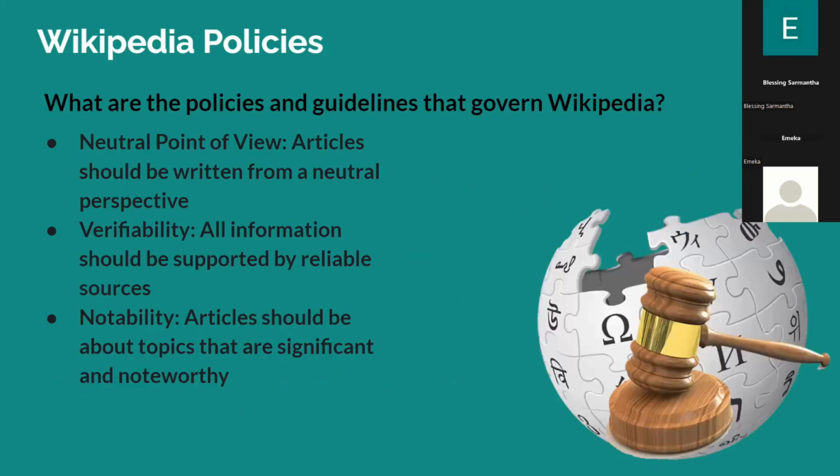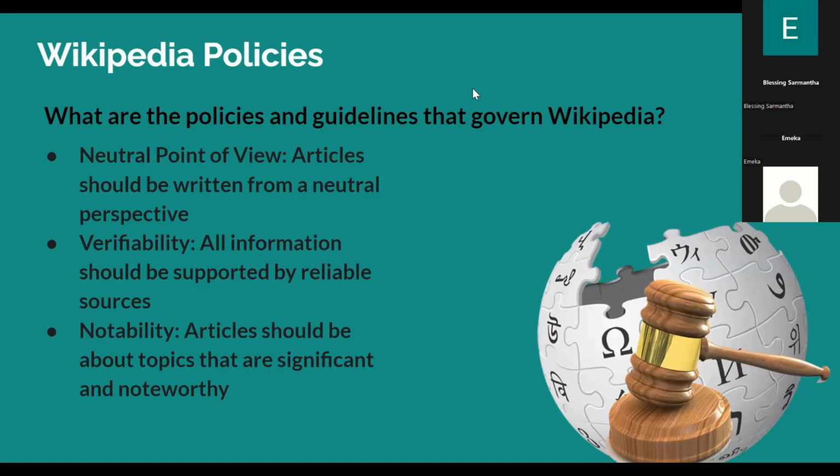The first one is neutral point of view. An article should be written from a neutral perspective. So when you are writing an article on Wikipedia, you don't have any right to write it because you want it to favor someone. I'm supporting this, I'm supporting that. That does not work. You have to write it in encyclopedic language, like you are not supporting anybody.